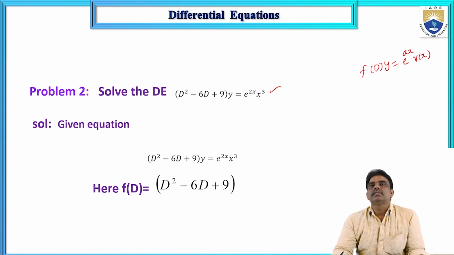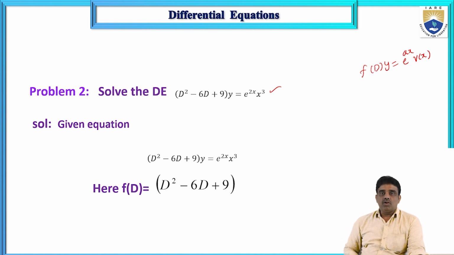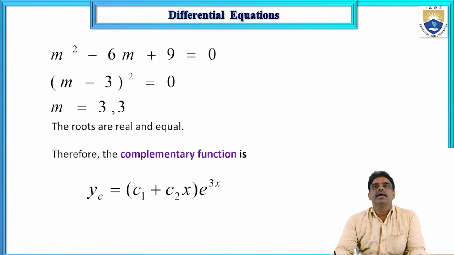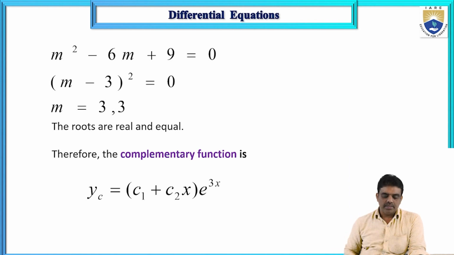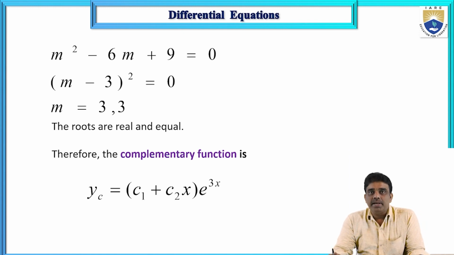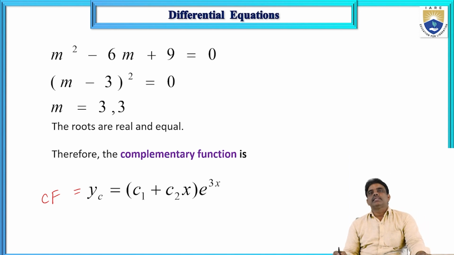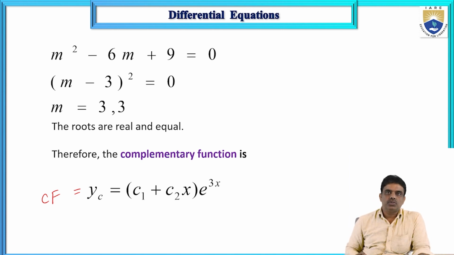Here f of d is d square minus 6d plus 9, and the auxiliary equation is m square minus 6m plus 9 equal to 0, or we can write it as m minus 3 whole square. So the m values are 3, 3. So the roots are real and equal. Therefore, the complementary function is yc equal to c1 plus c2x into e power 3x, because the roots are real and equal.